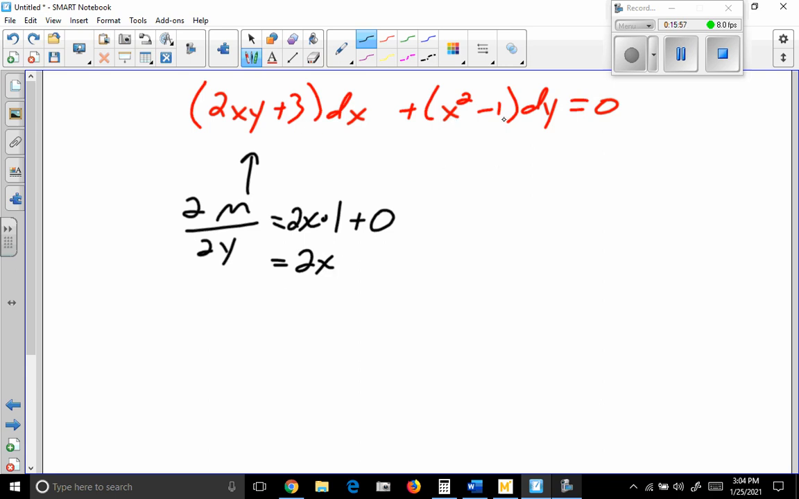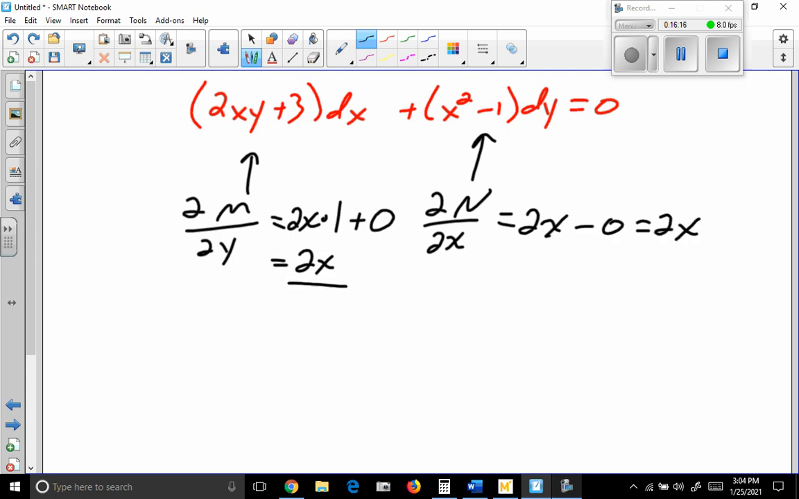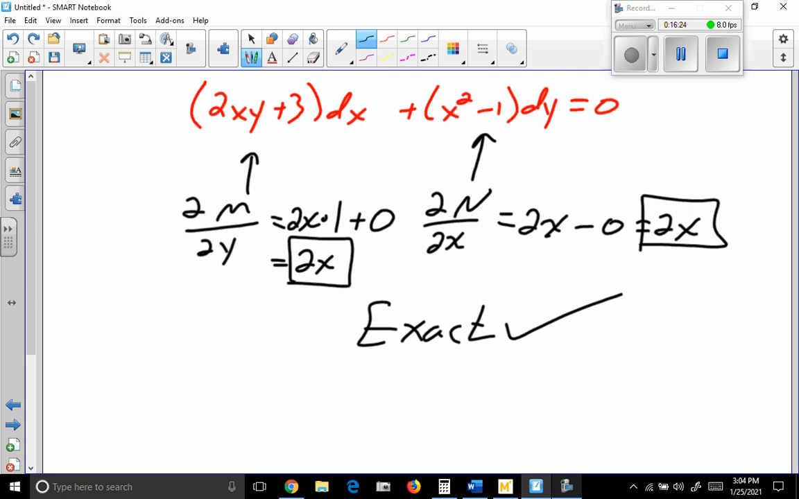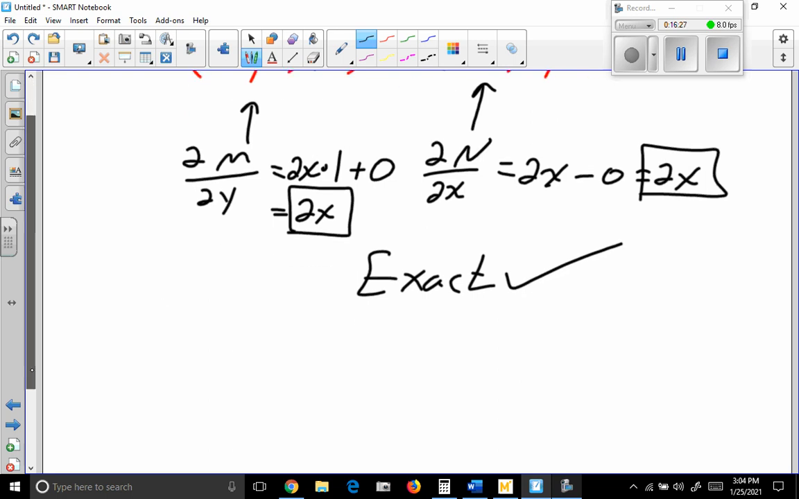Now this is n, that's already had the partial taken with respect to y, so we want to take the partial of that with respect to x. So the derivative of x squared with respect to x is 2x. The derivative of a constant is 0. So those match. So this is exact. Yes, this is exact. So once we know that it is exact, we solve it.